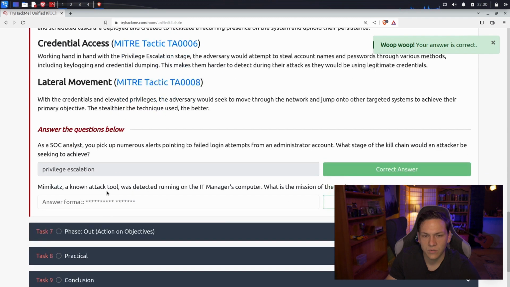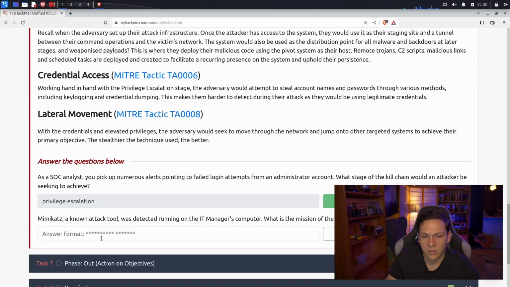Mimikatz, a known attack tool, was detected running on the IT manager's computer. What is the mission of the tool? That is credential access.